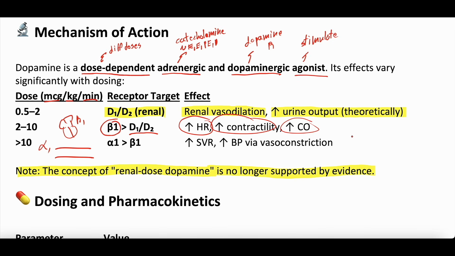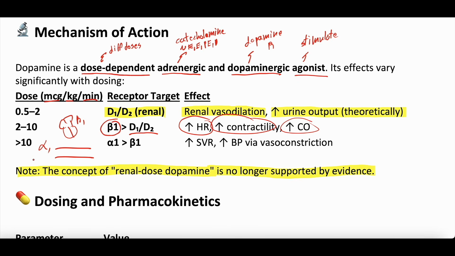Okay, and that is true, right? At these 2 to 10 micrograms per kilogram per minute doses, it affects beta-1 receptors more than the dopaminergic D1 and D2 receptors. And these beta-1 receptors in the heart increase heart rate, increase contractility, increase cardiac output.